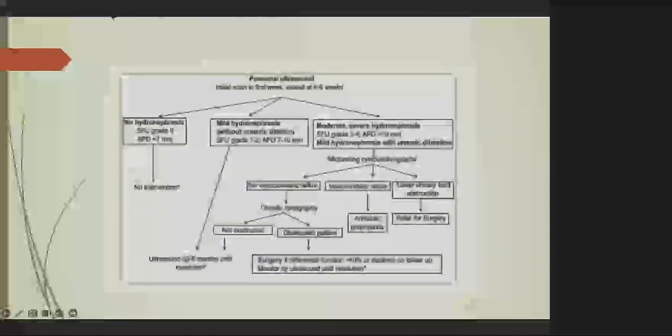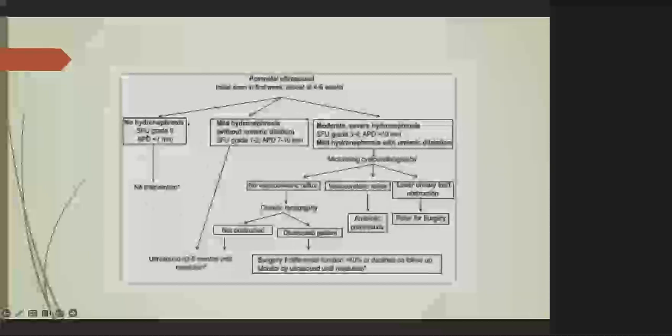And based on this, whenever we have evidence of severe antenatal hydronephrosis, which can be bilaterally severely dilated pelvises or calyceal dilatation, or bladder dilatation, or oligohydramnios, we need to do a postnatal ultrasound in the first 24 hours. Otherwise, it can be done in the first week. Based on the first ultrasound, it can be graded as no hydronephrosis, mild, and moderate to severe. That is based on the SFU grade 0, 1 to 2, and 3 to 4, and APD less than 7, 7 to 10, and more than 10.